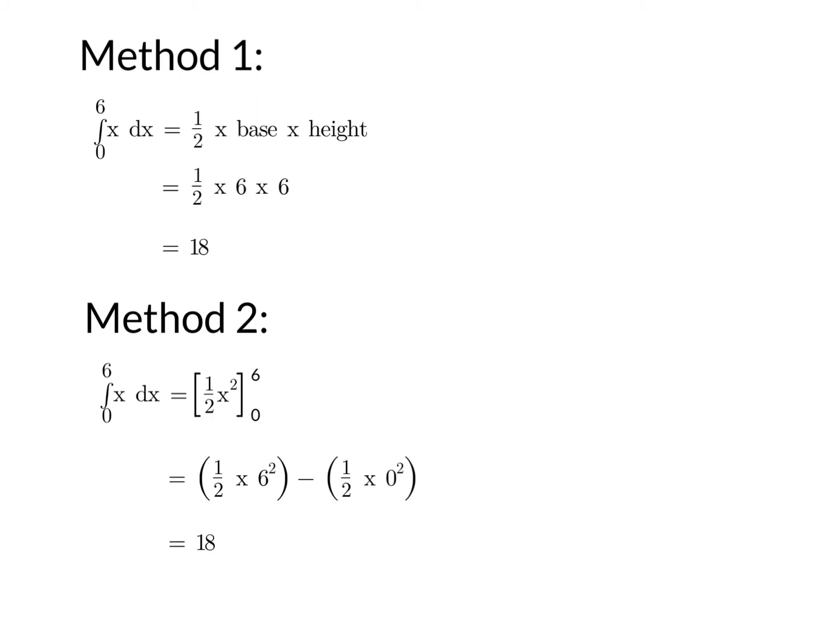Using our anti-differentiation, or using our primitive, we raise the power and divide by the new power. So the x becomes a half x squared between 0 and 6. So we substitute in the 6 minus the substitution in of the 0. So a half times 6 squared minus a half times 0 squared. And when you put that on your calculator, you get 18.